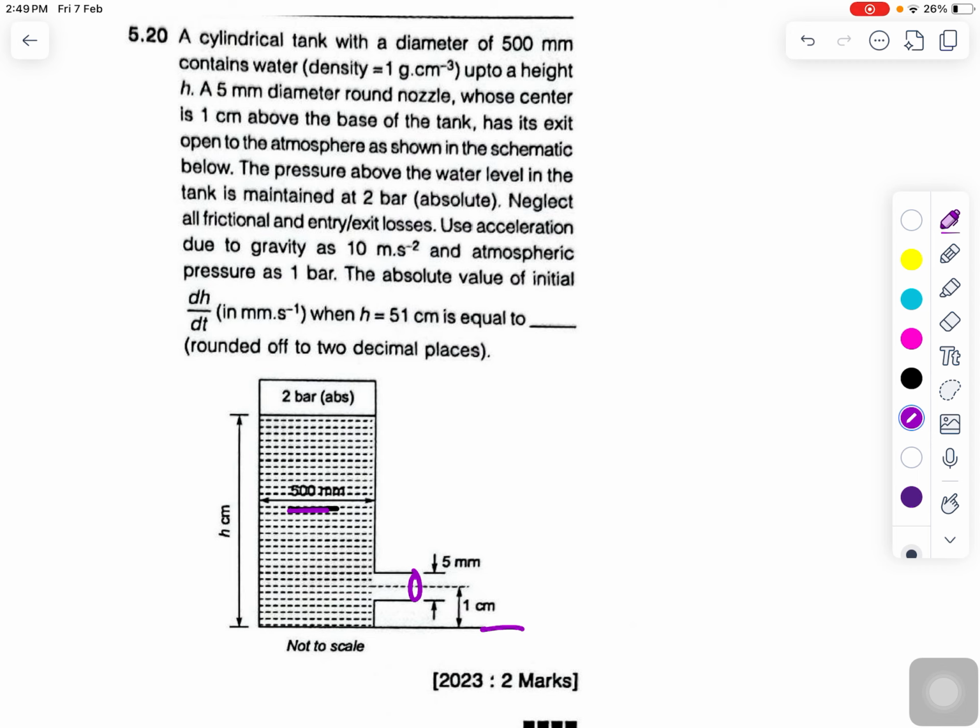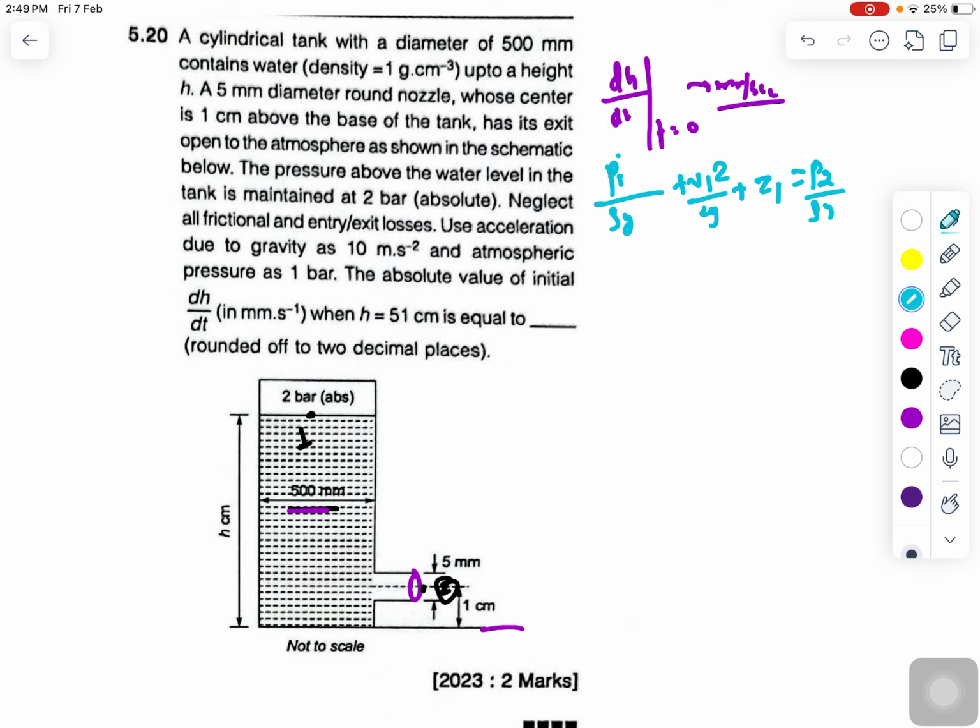You are supposed to calculate the absolute value of dH by dt when t equals 0, in millimeter per second, right? So let's try to understand how we can solve. Let's say this point is 1 and this point is 2, and I can apply Bernoulli's equation, right? So I can say P1 by rho g plus V1 square by 2g plus Z1 equals P2 by rho g plus V2 square by 2g plus Z2, right?